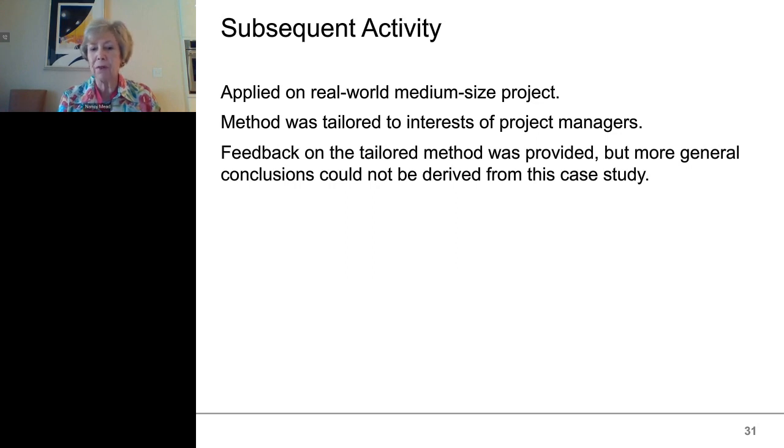So we got feedback on the tailored method, but we couldn't come up with more general conclusions from that single case study. One of the things that we'd like to do, and it's certainly still on my agenda, is to apply this to some additional case studies, possibly with students, or to apply it to additional real projects if that opportunity would present itself. I think that would be great and a good next step for this approach.